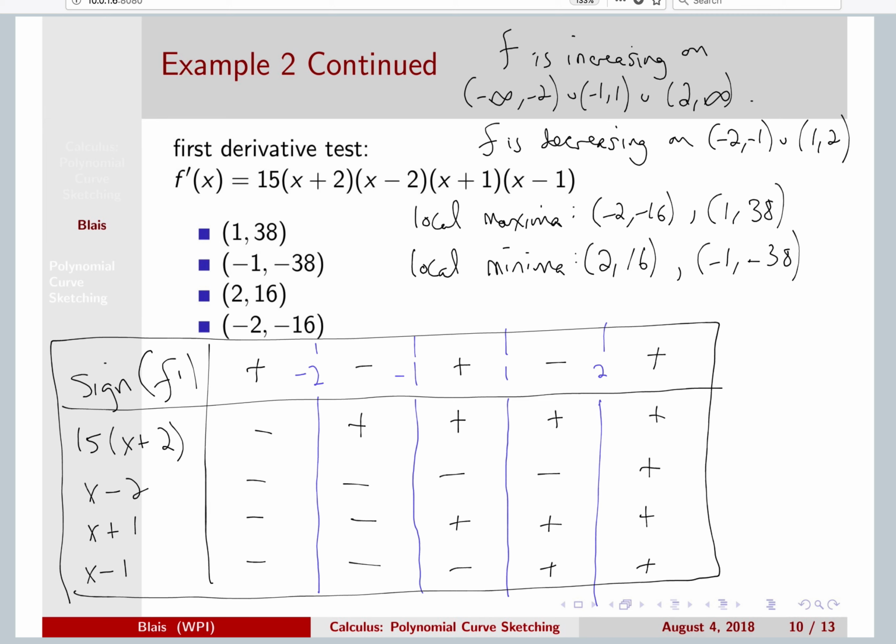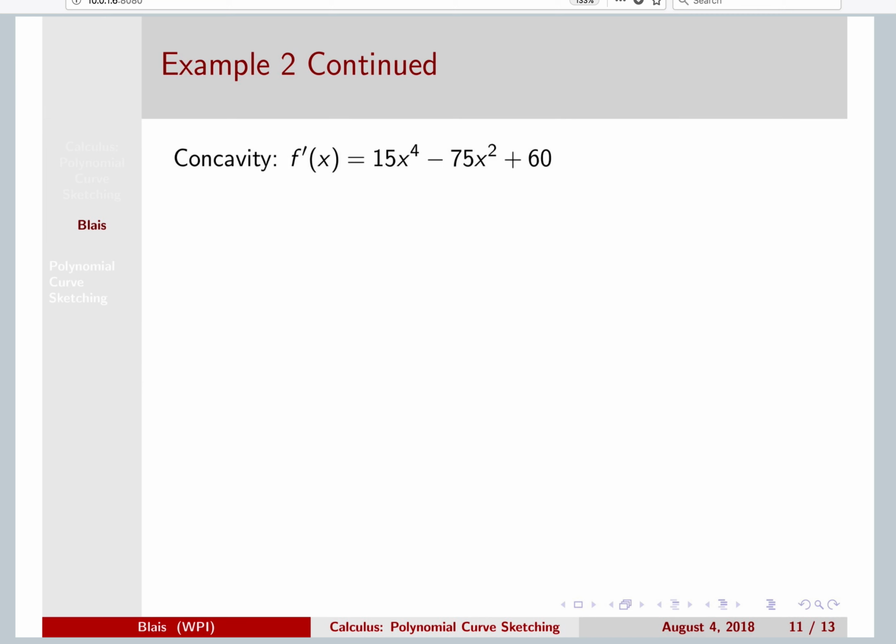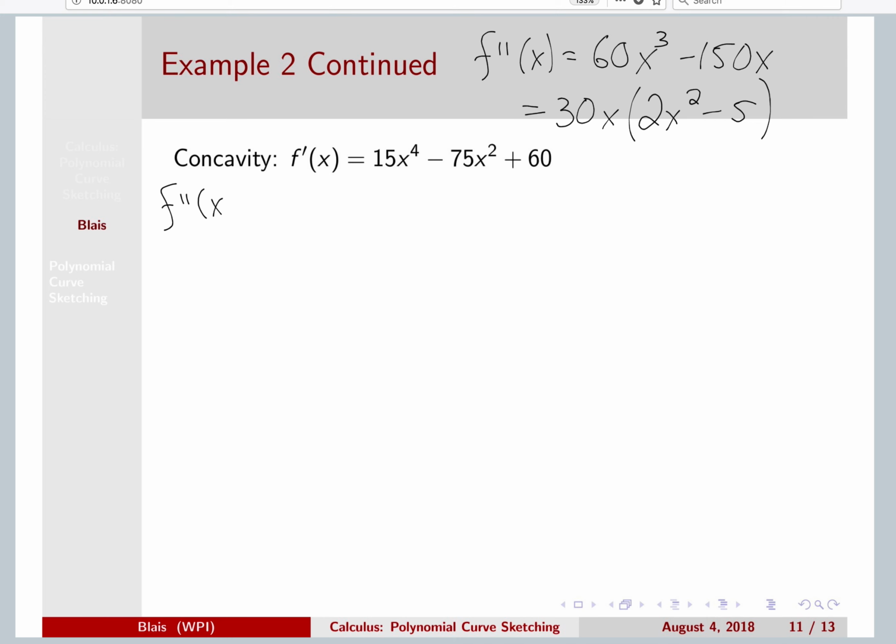Now that we have all the information from the first derivative, let's move on to the second derivative. So first, let's differentiate f prime, to get f double prime, which is 60x cubed minus 150x. And of course, it's always best to factor these. So we can take out a 30x nicely to get 2x squared minus 5. And remember, we want to check for zeros, roots of the second derivative. Those are the points where we can have inflection points. So f double prime of x equals 0.